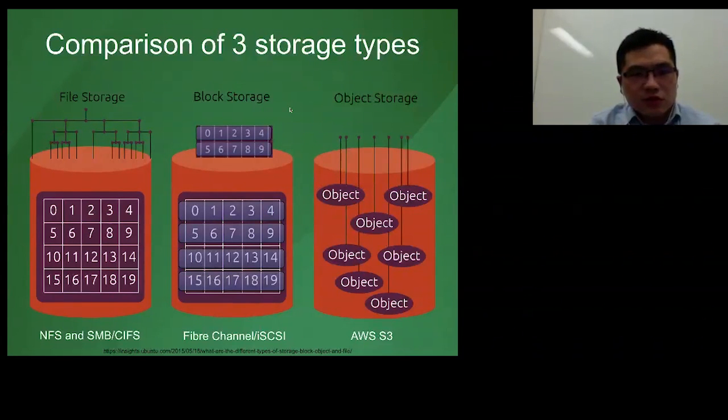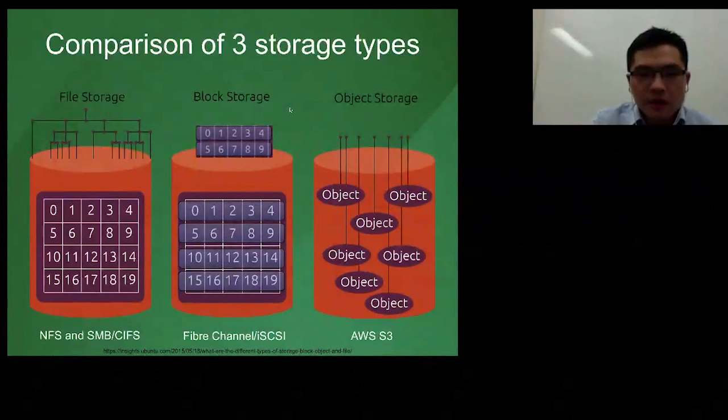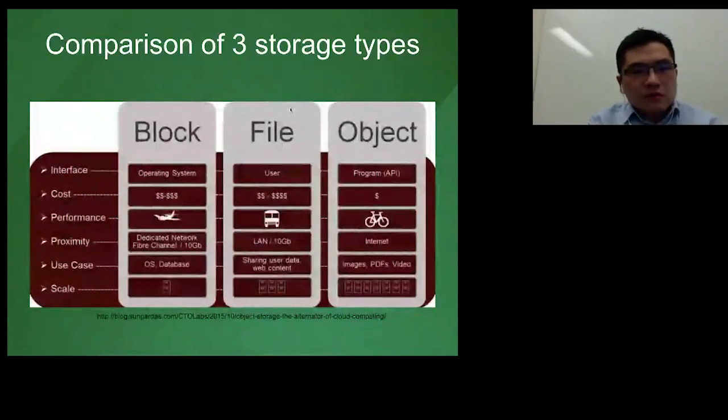And in object storage, each piece of data is wrapped into an object with OIDs, part of the metadata, and the attributes. So again, we can see some difference between the three storage types.